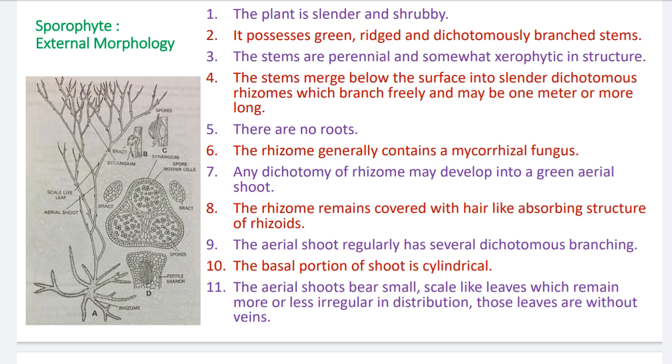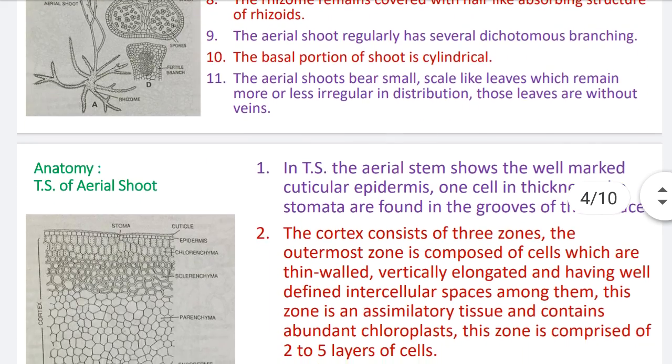Number 11, the aerial shoots bear small scale-like leaves which remain more or less regular in distribution. Those leaves are without veins. So many small bract-like, scale-like leaves are present on the aerial stems, and they do not have veins. Okay, so they are scale-like structures.